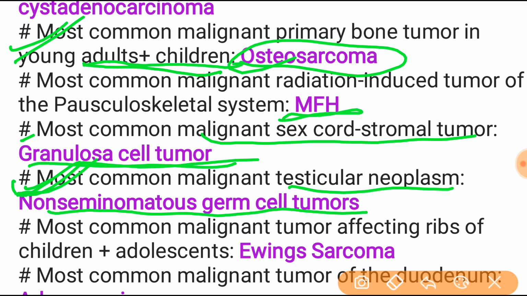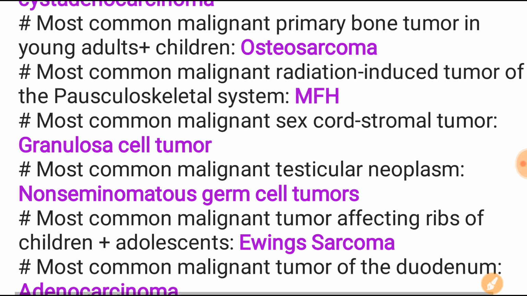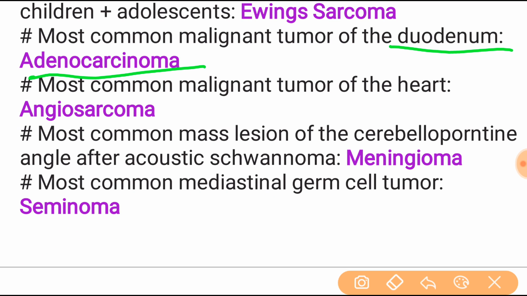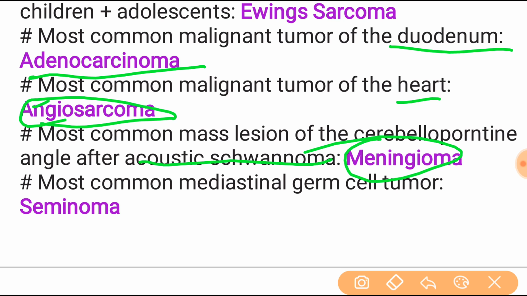The most common malignant tumor affecting the ribs. Here the words are ribs, children, adolescent. That means Ewing sarcoma. Next one, the most common malignant tumor of the duodenum is the adenocarcinoma. The most common malignant tumor of the heart is the angiosarcoma. The most common mass lesion of the cerebellopontine angle after acoustic schwannoma is the meningioma. This is also important. The most common mediastinal germ cell tumor is the seminoma.